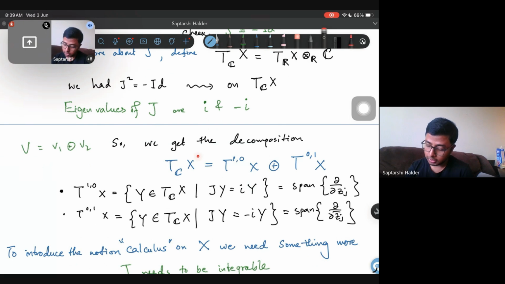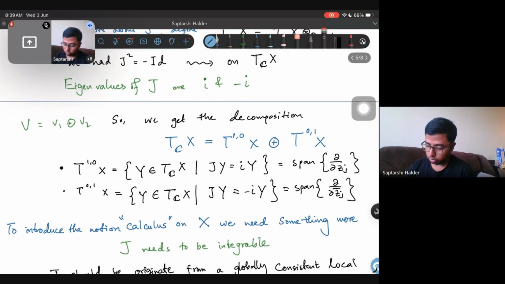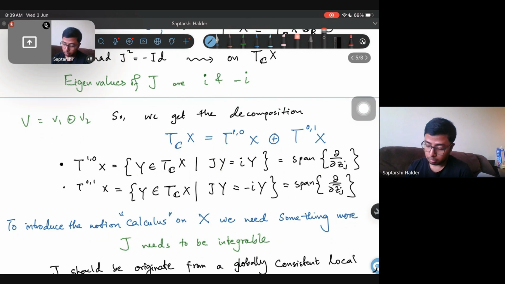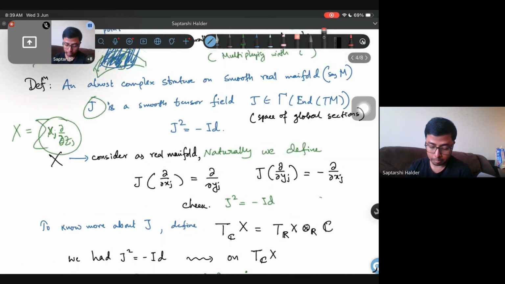So from this TCX we get these two things, corresponding to I and corresponding to minus I. Now we need to define what these are. T10 of X is all those Y belonging to TCX such that JY equals IY, because I was the eigenvalue here, and you can write it as the span of del del zj. This is in local coordinates, because we have seen that the elements of TCX look precisely like this.